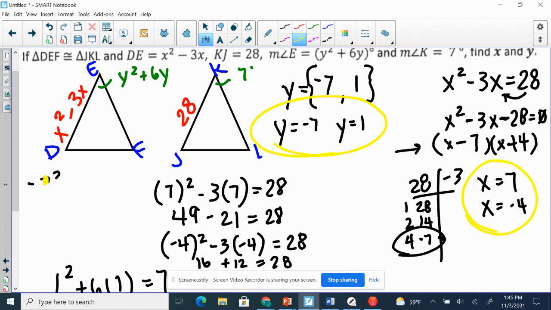So y is negative 7 and 1, and x is positive 7 and negative 4.